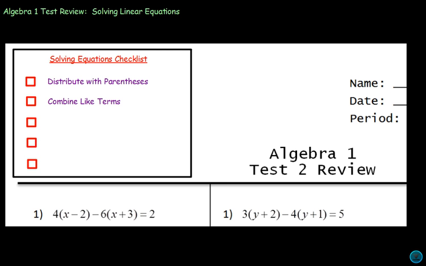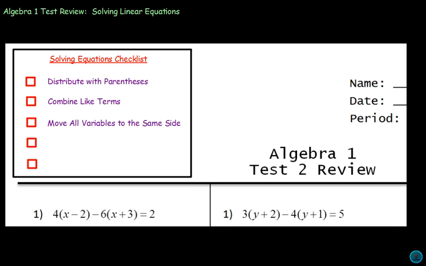I should have mentioned, by the way, I would like you to write this down in the upper left-hand corner of your page. I should have mentioned that before we started. If you haven't already done so, go ahead and copy the little checklist on the top left, because we're going to keep referring back to it for each one of the problems as we go throughout this.